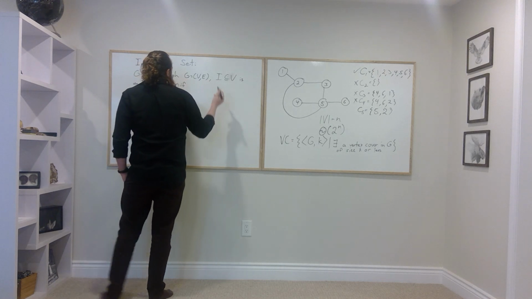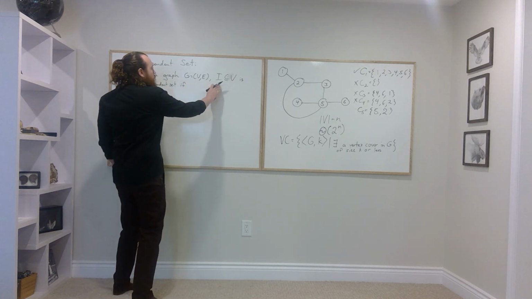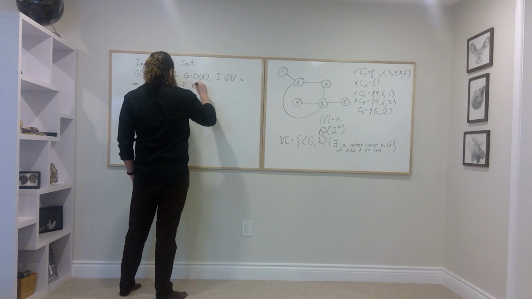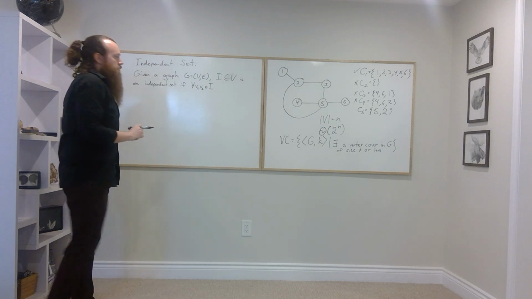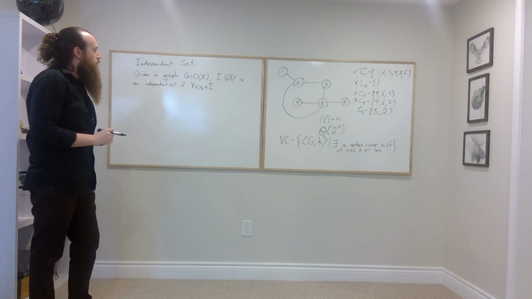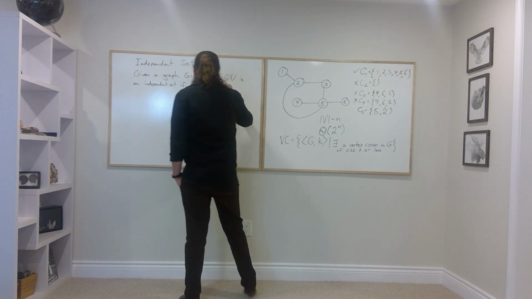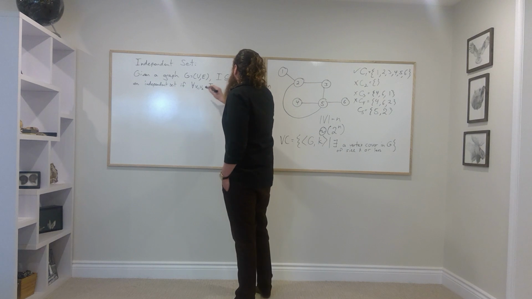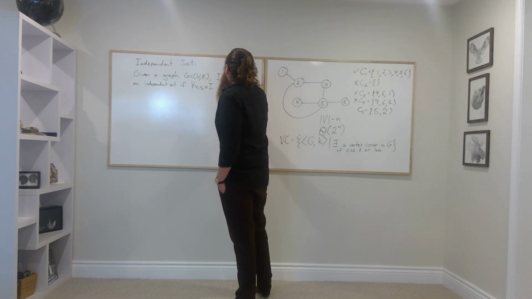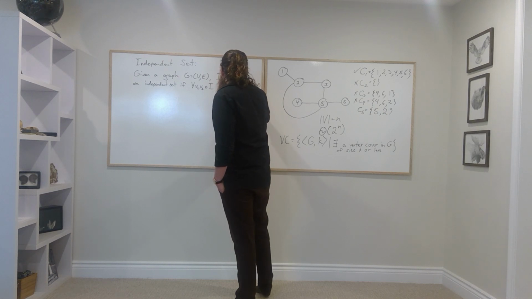I is an independent set if for all the vertices in I, for all V1, V2 that are in I, so take any two vertices in I. Again, I'm trying to orient myself here. For all vertices V1, V2 in I, what is it? Yes. V1, V2 is not in E.